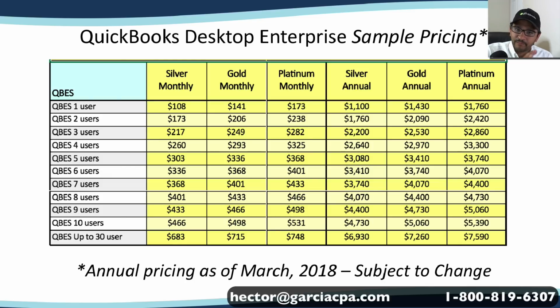Again, that's based on the pricing as of the date of the video. Doesn't include any sales, any promotions. That price is subject to change, could go up, could go down, right? So please don't quote me on the price, but I'll give you a good reference point. QuickBooks Enterprise 1 user Silver is about $1,100 a year, where a QuickBooks Enterprise 30 user Platinum, it's about $7,600 a year. So that gives you an idea of what that range is with QuickBooks Enterprise.